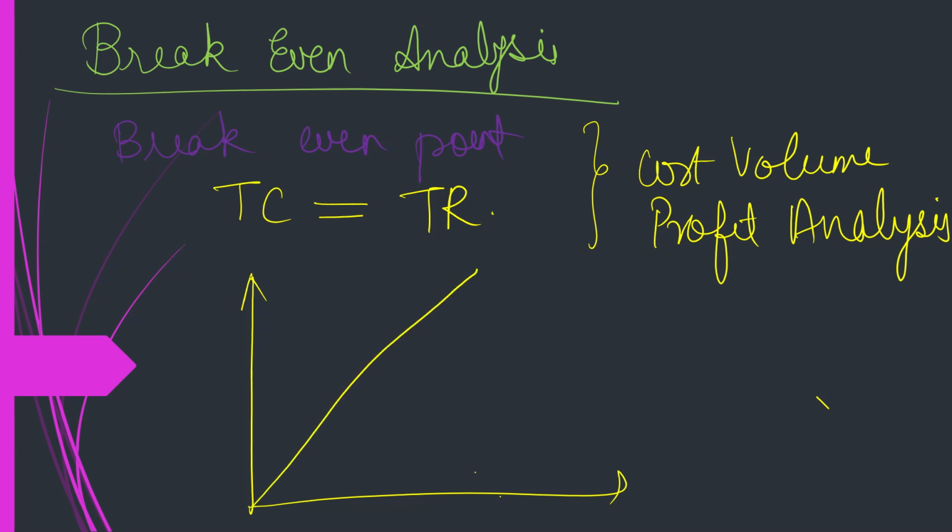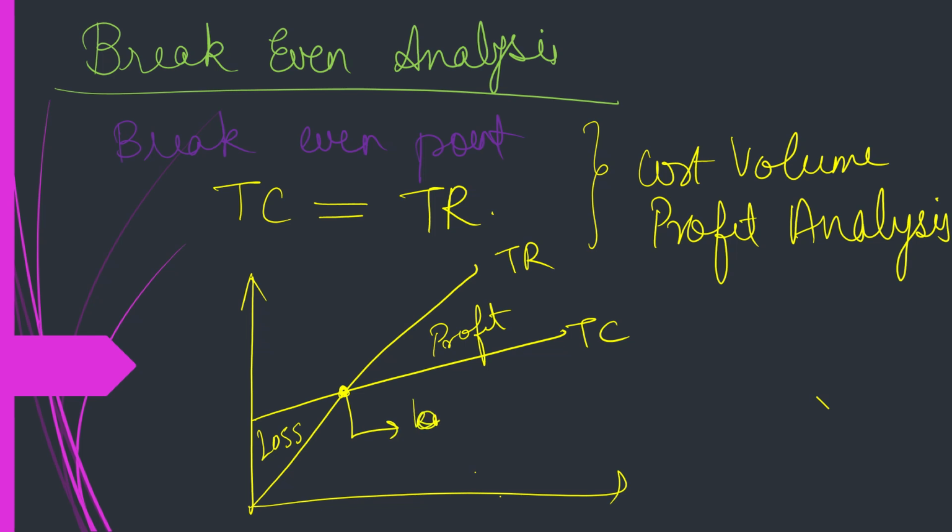So this has to go up and this has to go here. So yes, this type of curve, where this part shows profit and this part shows loss. This is your TR and this is your TC. And this is what? This is your break even point.